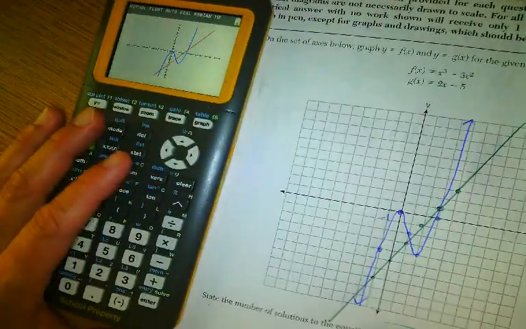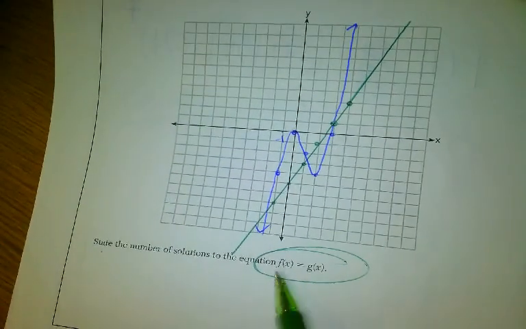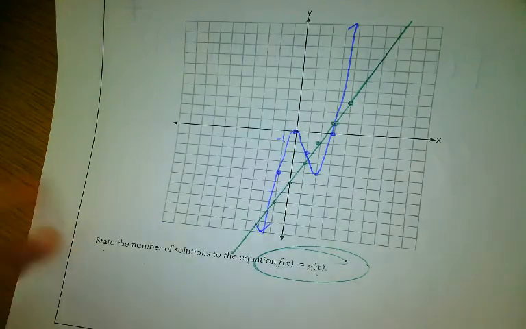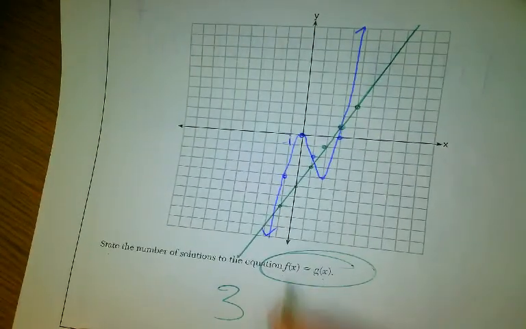State the number of solutions when f of x equals g of x. So again, that's an intersection. We've said that 10 million times this year. If two things are equal, we're looking for the intersection. Now, it didn't say state the points, it just said state the number of them. And clearly, there are 3 of them.